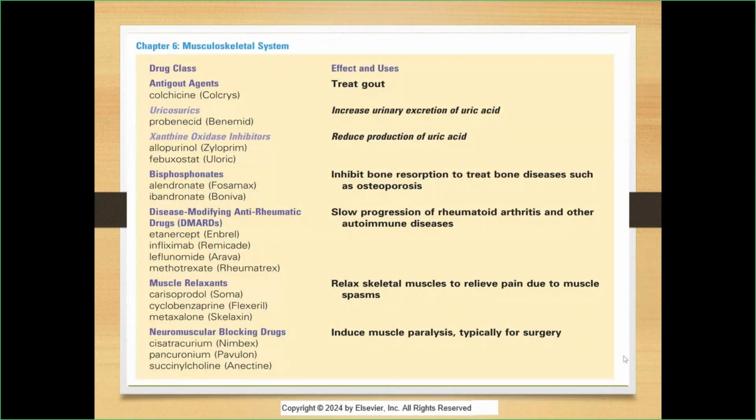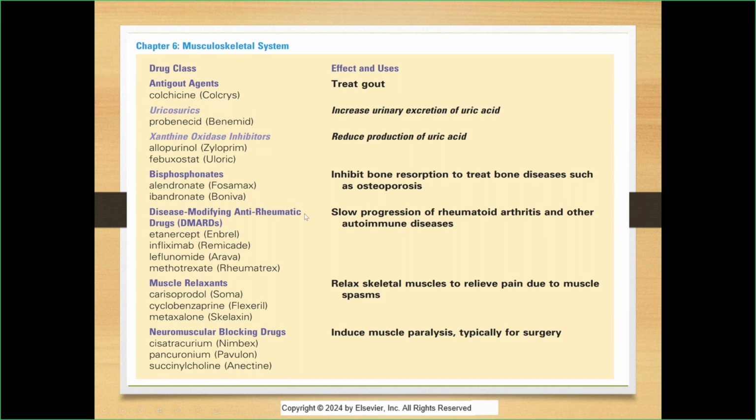Drug class, effect, and uses. Anti-gout agents treat gout. Example, colchicine, Colcrys. Uricosurics increase urinary excretion of uric acid. Example, probenecid, Benemid. Xanthine oxidase inhibitors reduce production of uric acid. Example, allopurinol, Zyloprim. Febuxostat, Uloric. Bisphosphonates inhibit bone resorption to treat bone diseases such as osteoporosis. Example, alendronate, Fosamax. Ibandronate, Boniva.